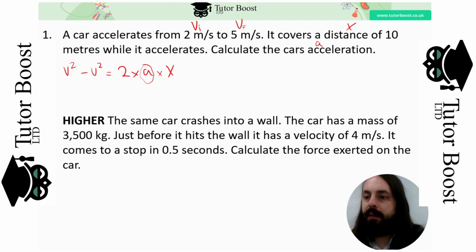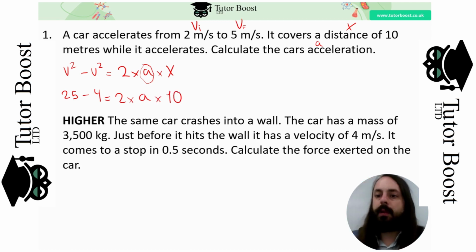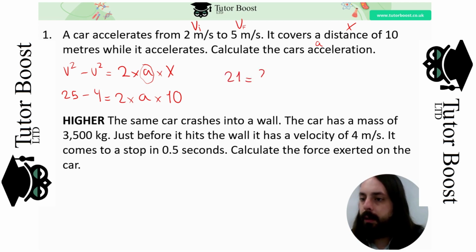Let's have a look. Final velocity is 5, so 5 squared is 25, minus initial velocity 2, so 2 squared is 4, equals 2 times the acceleration, which is what we need to calculate, times the distance traveled, which is 10 meters. Now, we can see that 21 is equal to 20 times a.